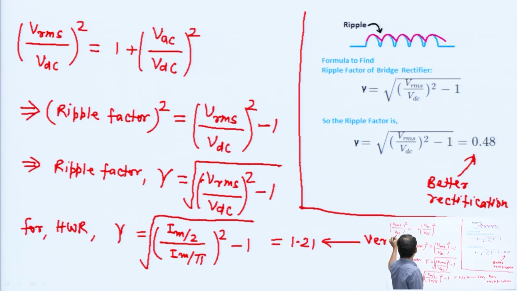Here Vac/Vdc is the ripple factor, so the ripple factor squared is equal to (Vrms/Vdc)² minus 1, because this is the ripple factor. Ripple factor is represented by gamma, and gamma is equal to the square root of (Vrms/Vdc)² minus 1, and the ratio Vrms/Vdc is also known as form factor. In electrical engineering, this ratio is known as form factor.